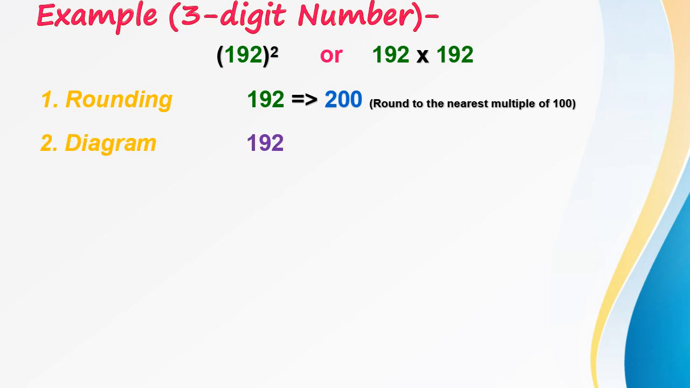Now step 2. Again imagine the diagram in your head. So 192 is the number that you want to square and 200 is the rounded number. To get 200 from 192, you will add 8. Now we will do the opposite and subtract 8 from 192 to get the number 184. Keep this value 8 in mind because that is the number that we will square in step 4.